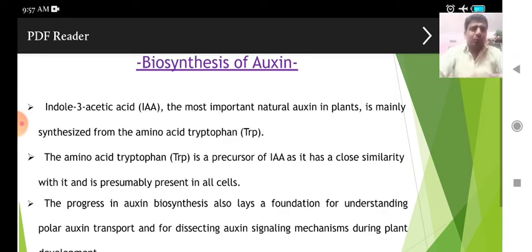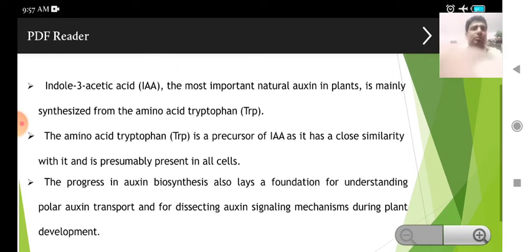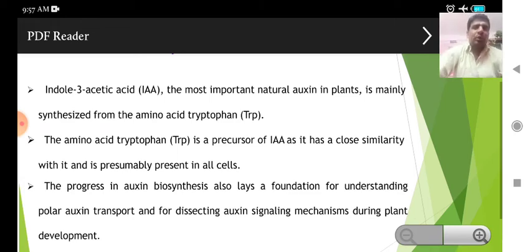The auxin polar transport, means from upper part to lower, that is called basipetal, is important for dissecting the auxin signaling mechanism during plant growth and development. When a particular component has been identified, or when we study the biological synthesis of that component, we have to study the signaling mechanism during plant development. So these signaling mechanisms between the cells are responsible in the biosynthesis of that particular auxin.